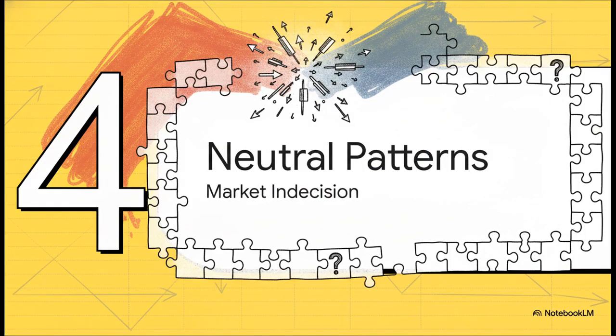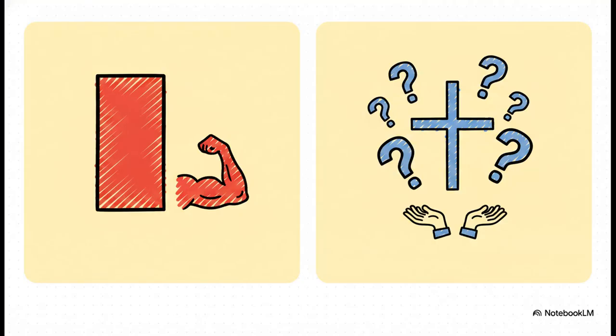Let's look at part 4, neutral patterns, market indecision. Sometimes the battle ends in a dead tie, a standoff. To really grasp this market indecision, we first need to contrast it with absolute certainty. Think of the Marubozu candlestick. This is a massive, full-bodied candle with absolutely zero wicks. A green Marubozu means buyers dominated from the very first second to the very last. Total, absolute certainty. But on the complete opposite end of that spectrum, we have the doji, where certainty totally vanishes into sheer uncertainty.